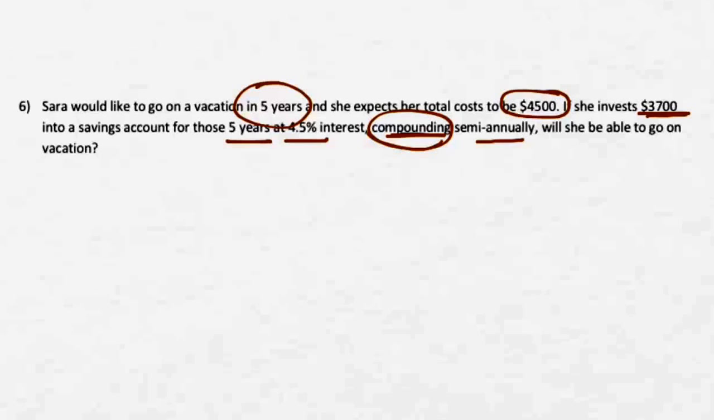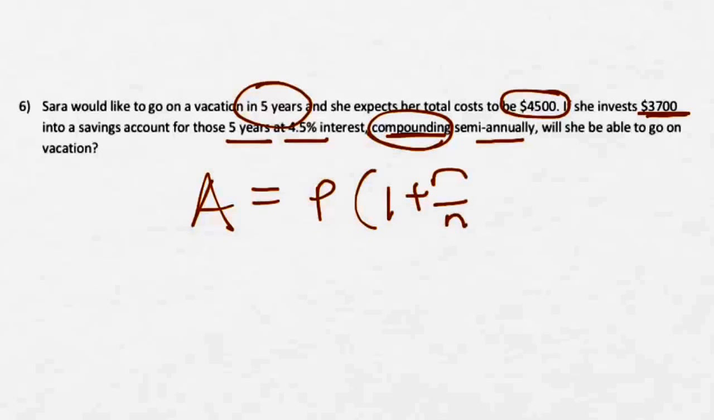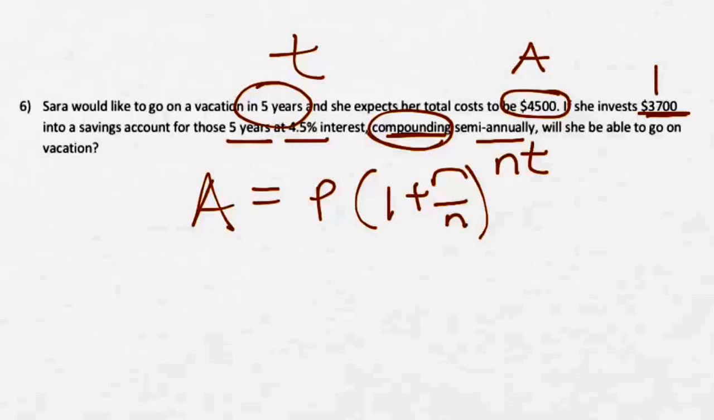Now that formula is A is equal to the principal times 1 plus the rate over the number of times it compounds raised to the number of times it compounds times the number of years. So we need to identify what all of these things are. 5 years is going to be your time. This is going to be the A that we're looking for. This is going to be the principal that she starts with. This is going to be her interest rate. And semi-annually tells us that N is equal to 2.